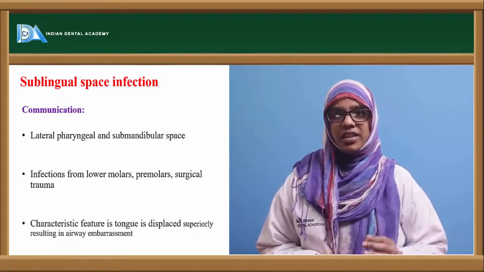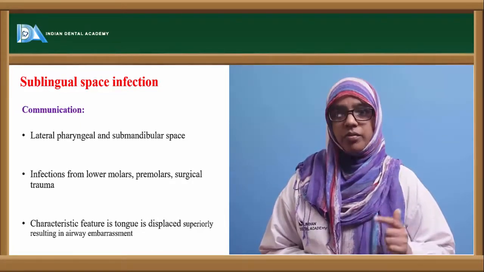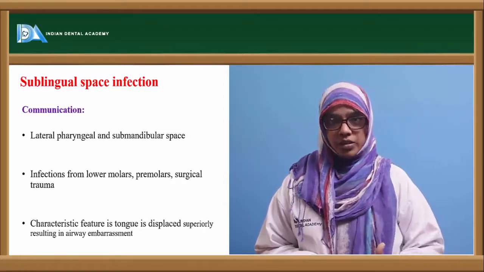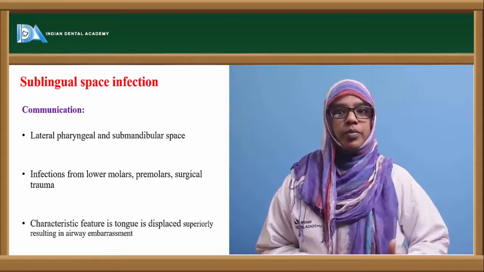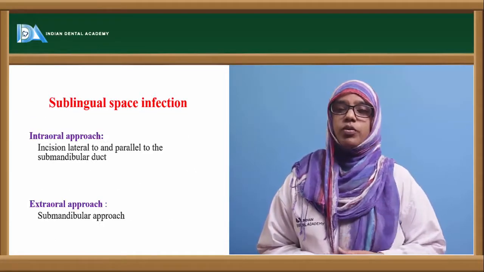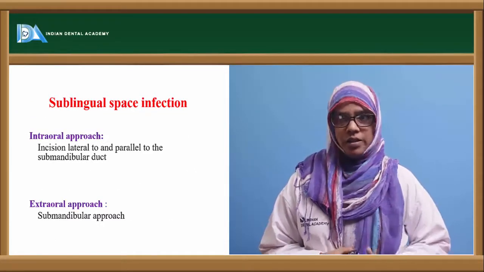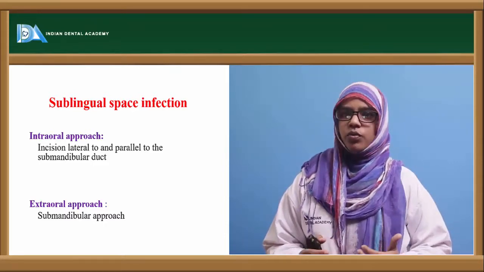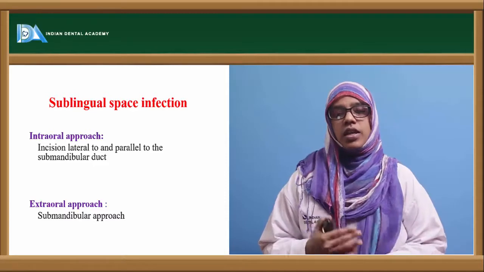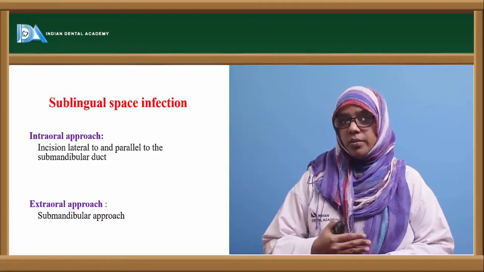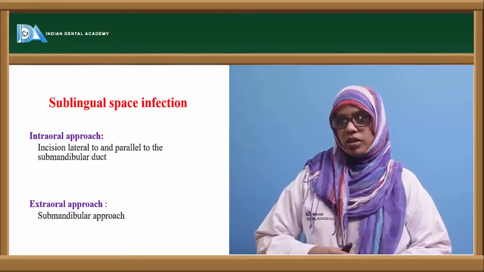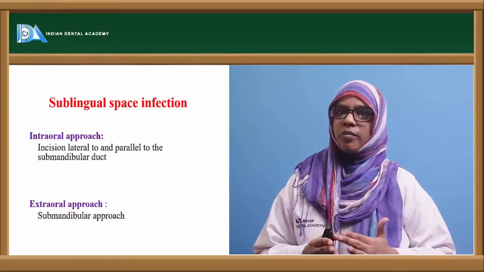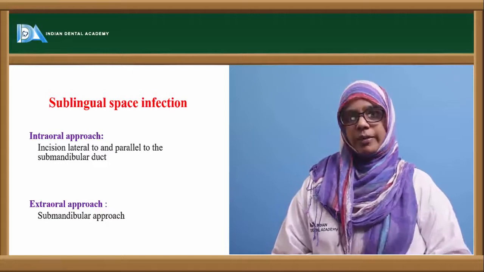The characteristic feature is that the tongue is displaced superiorly, resulting in airway obstruction. So you need to decompress the swelling because you don't want to compromise the airway. Now how do we drain it? Either intraorally by giving an incision parallel to the submandibular duct, or extraorally through a submandibular approach. The extraoral approach is used where there is submandibular swelling also, because you will approach the sublingual swelling through the submandibular swelling, then the mylohyoid muscle, then the sublingual swelling.